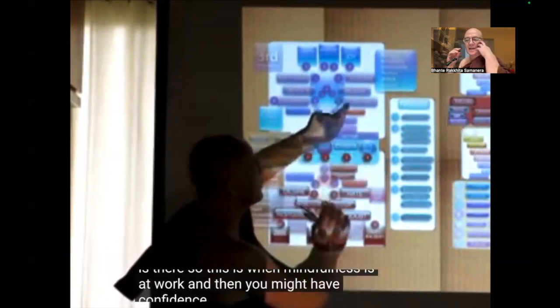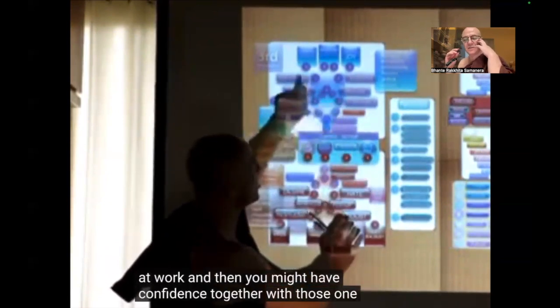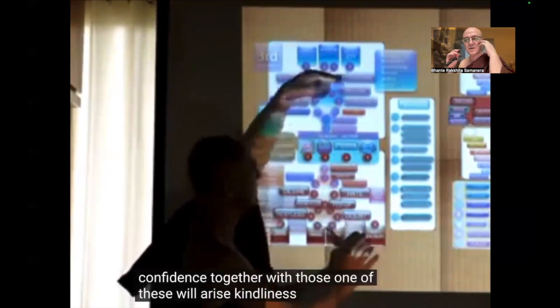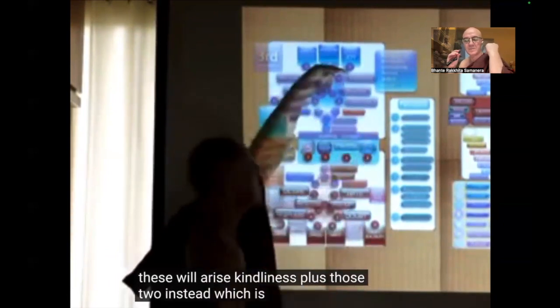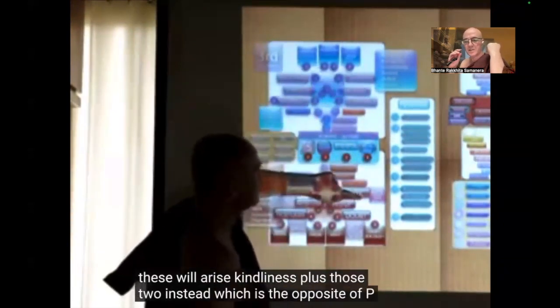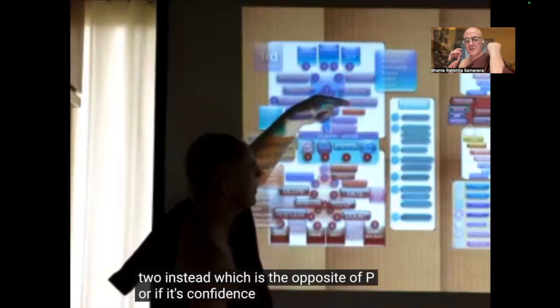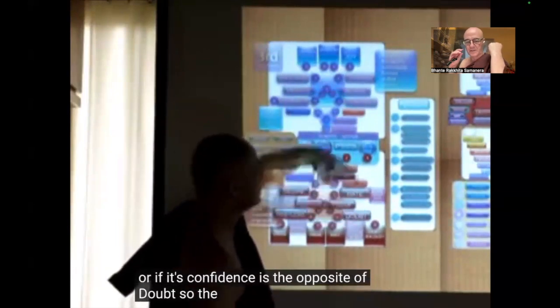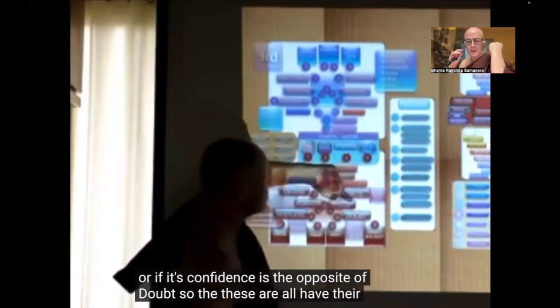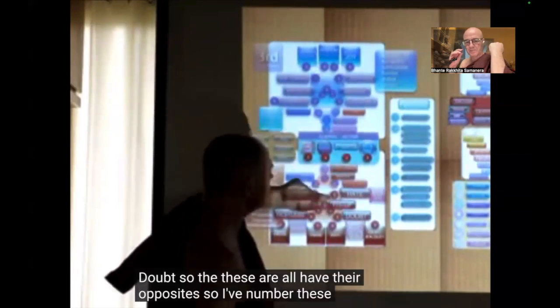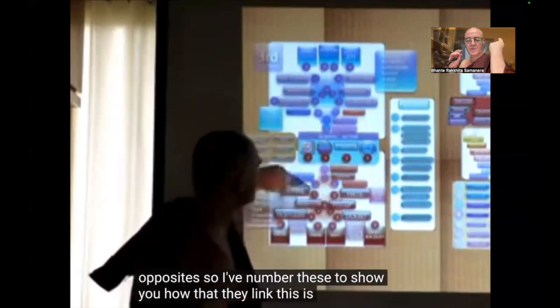And then you might have confidence together with those. One of these will arise. Kindliness plus those two, which is the opposite of hate. Or confidence, which is the opposite of doubt. So these all have their opposites. I've numbered these to show you how they link.